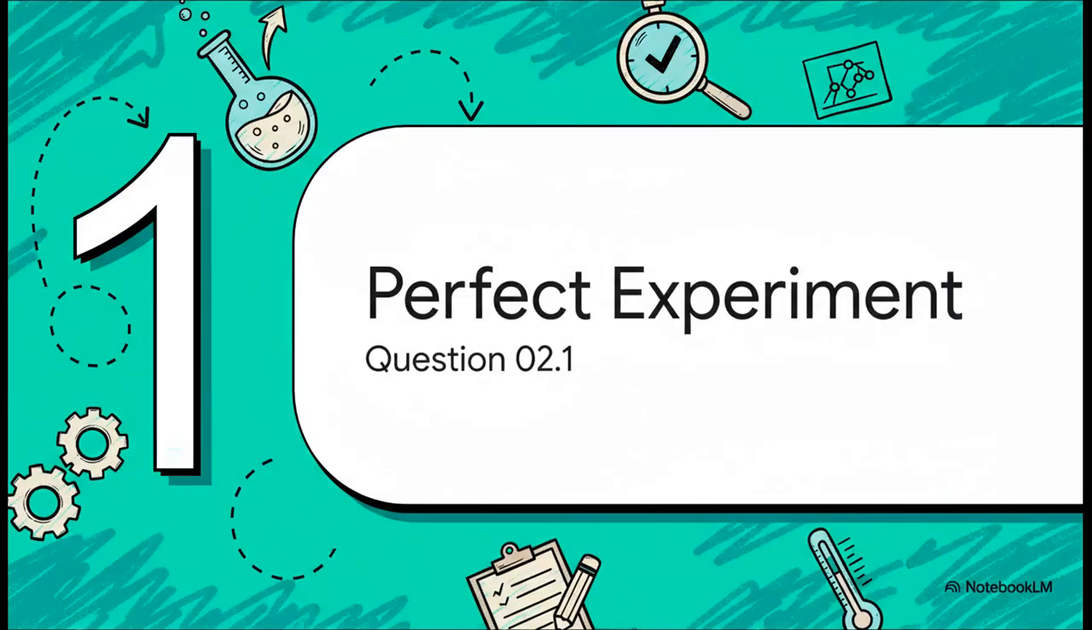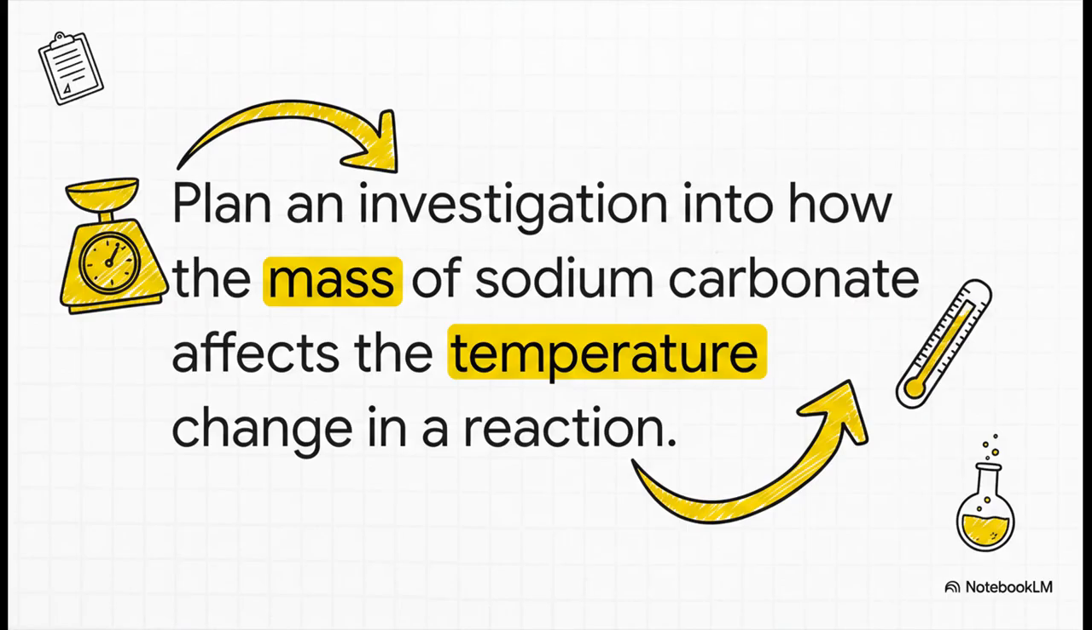All right, first up, the big one. This is the first part of the question, and it's worth a whopping 6 marks. We've got to plan a whole experiment method. So the challenge is simple. Plan an investigation. We need to figure out how the mass of sodium carbonate changes the temperature in a reaction. The whole goal here is to come up with a method that's clear, logical, and scientifically valid. To get those top marks, every step needs to be in the perfect order.